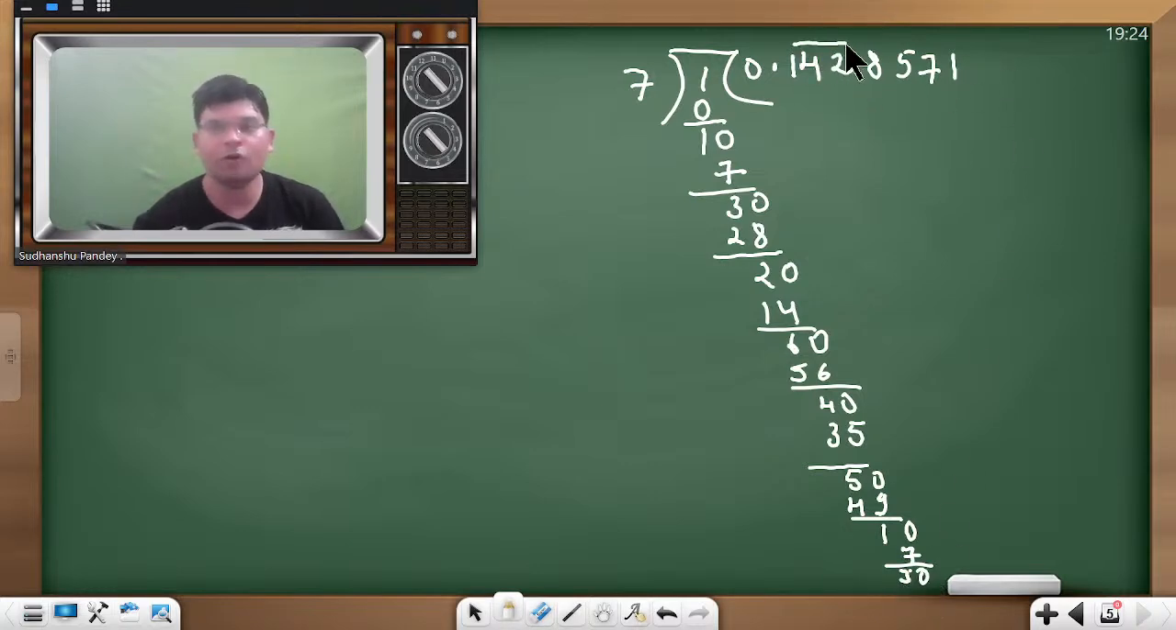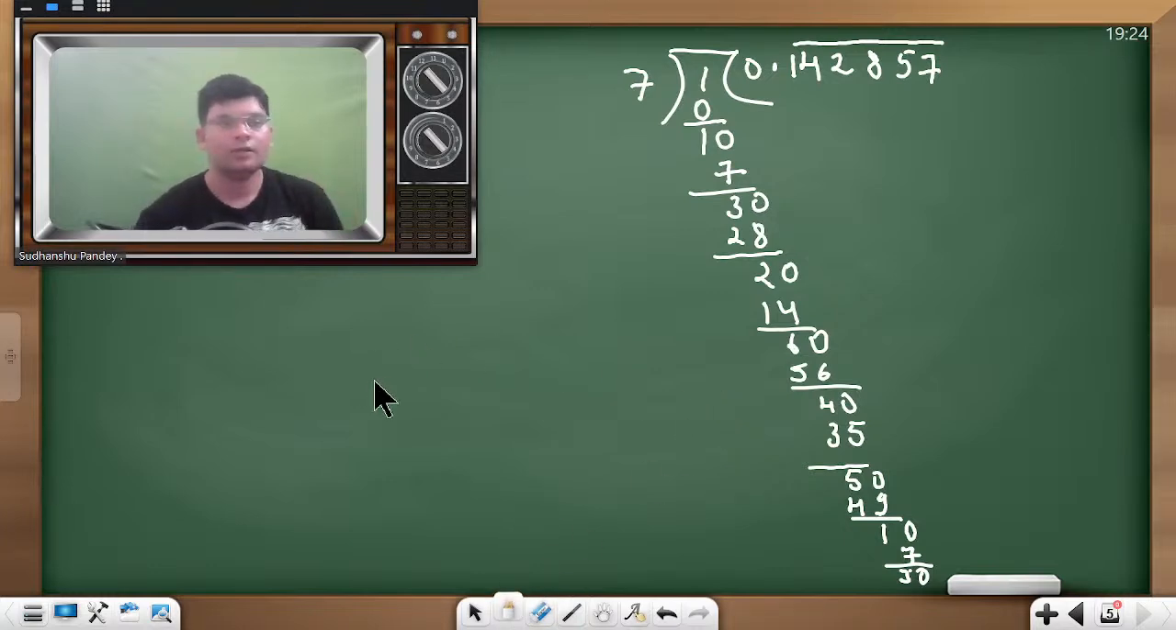See, 1 4 2 8 5 7. Again it will become 1 4 2 8 5 7. Then again 1 4 2 8 5 7. It keeps on repeating. समझ में आ रहा है सबको? Now, we will put over the bar 1 4 2 8 5 7.